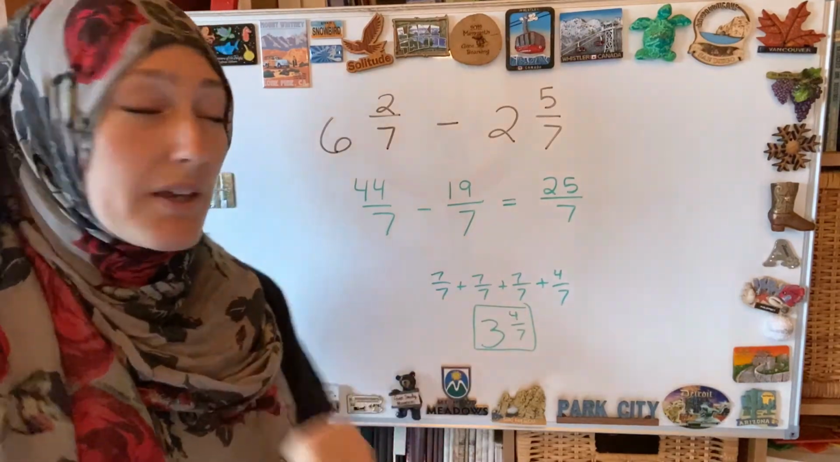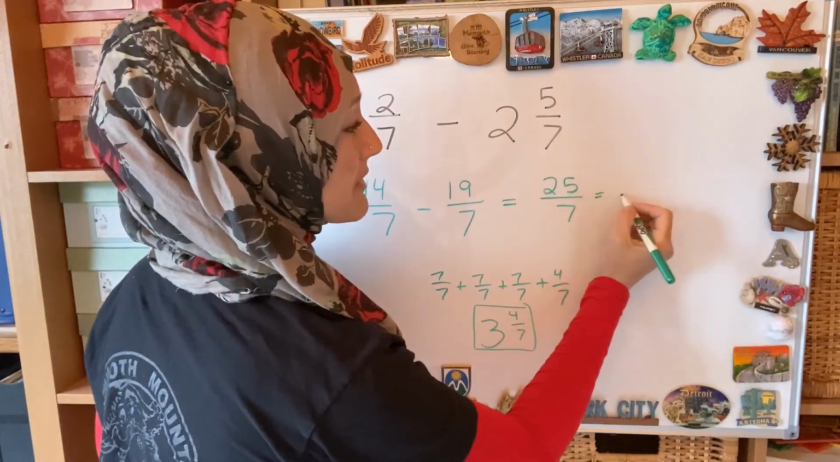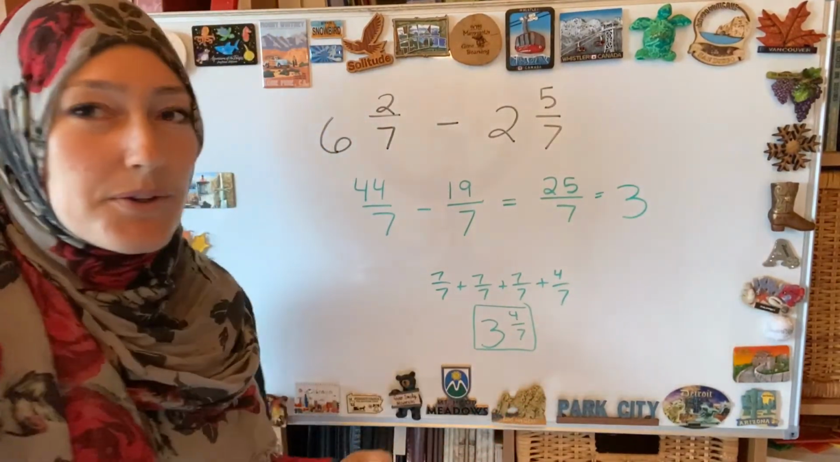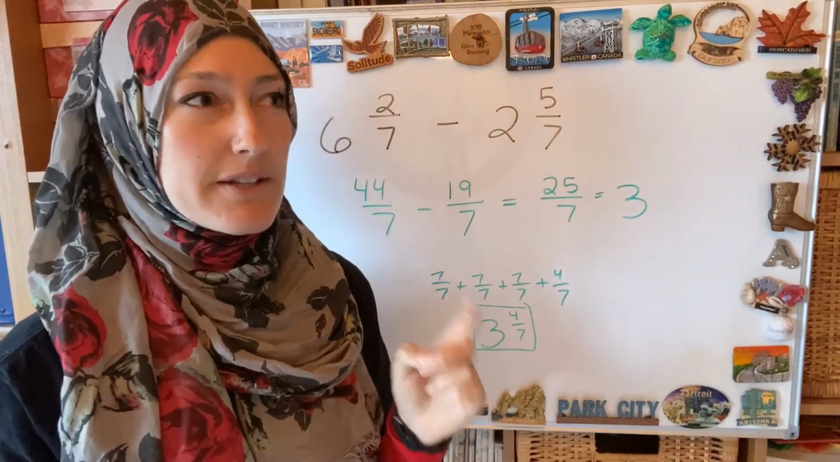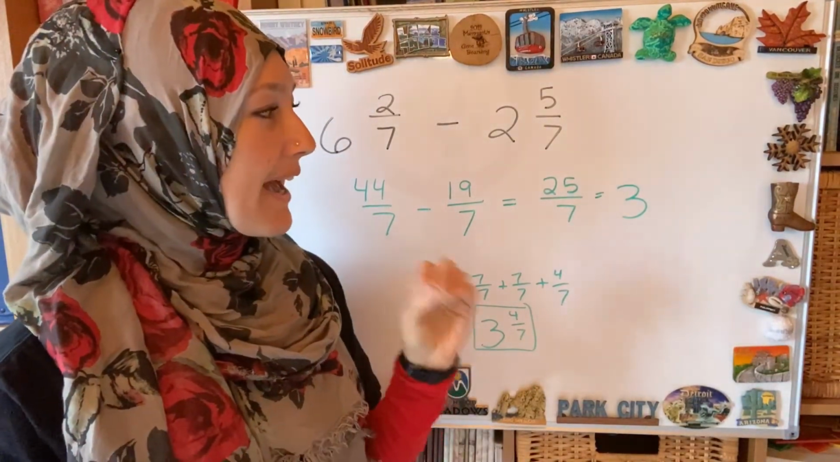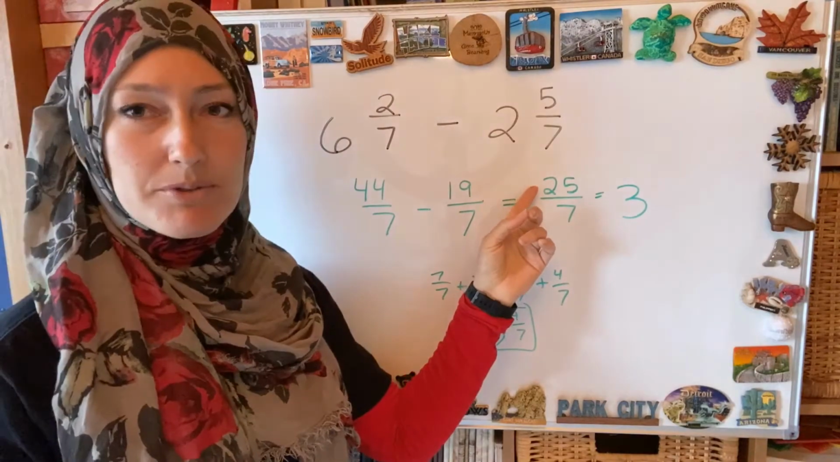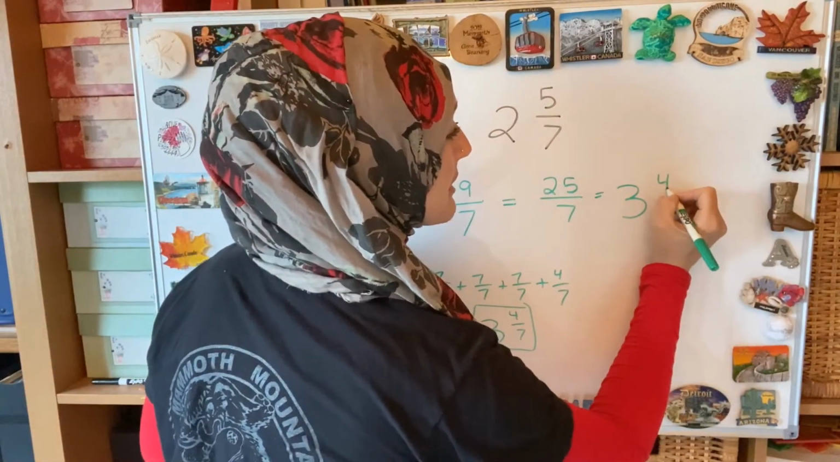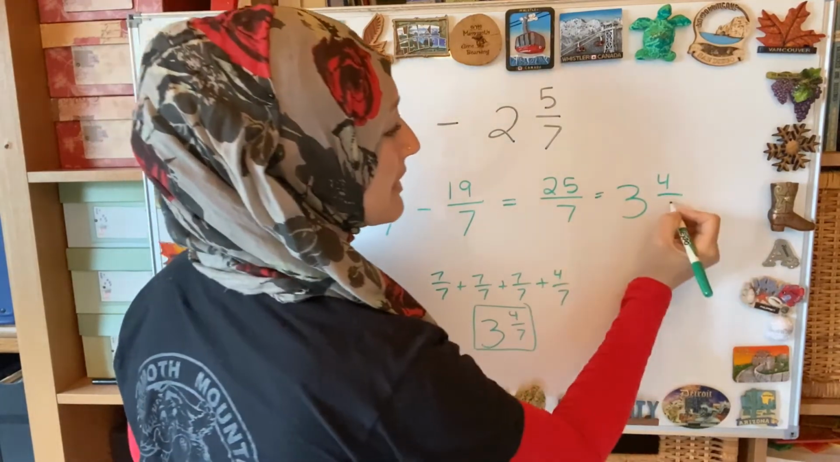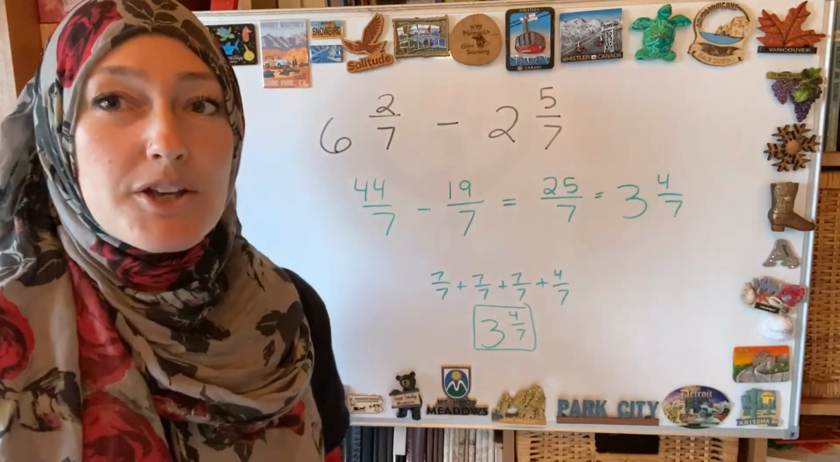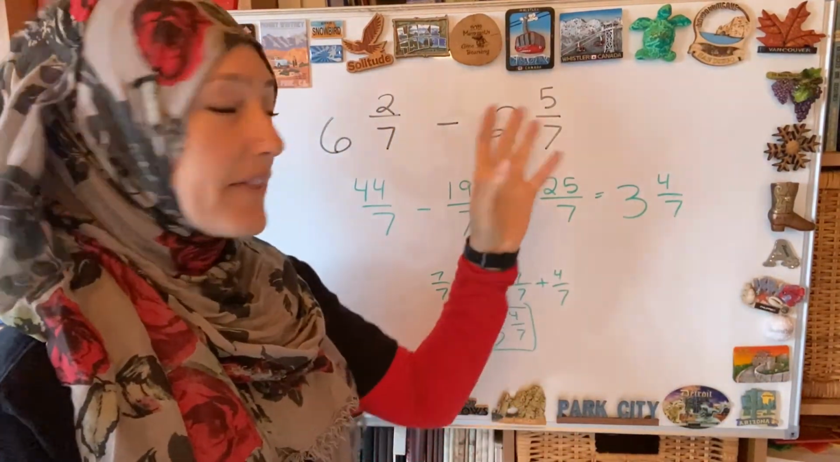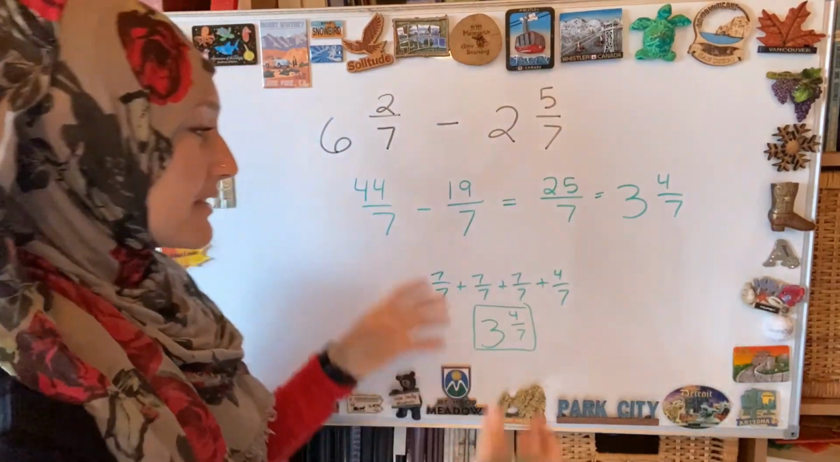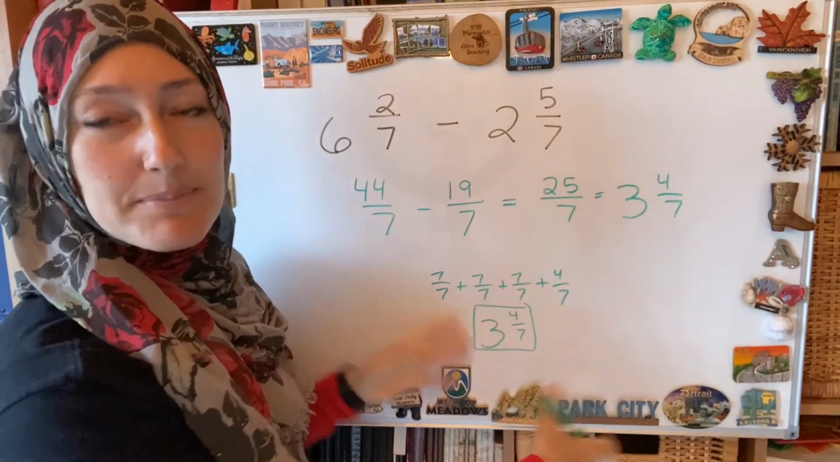So I could, if I wanted, write it out. 7 over 7, and 7 over 7, that's 14, and there's 21. And how many are left? 4. So how many wholes are here? 1, 2, and 3. And what's left is 4 sevenths. So that's the answer. The shortcut for this is just division.